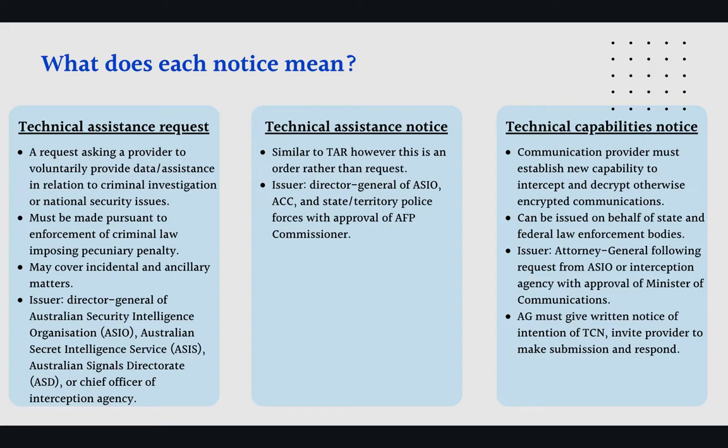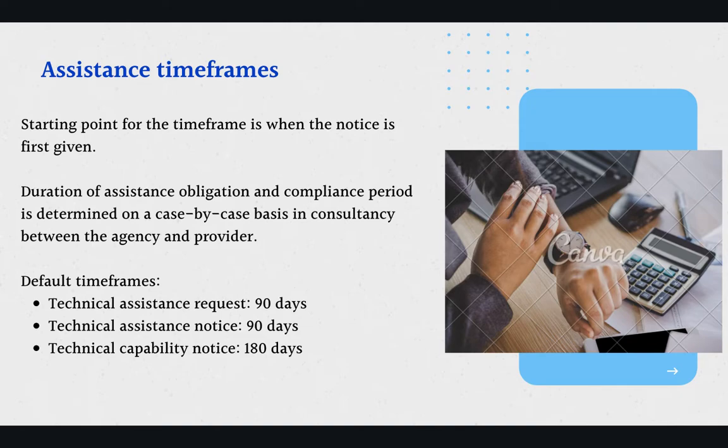Lastly, a technical capability notice is a compulsory notice for a designated communication provider to build a new interception capability to meet with a technical assistance notice. This can be issued by only the Attorney General after an ASIO request or interception agency with the approval of Ministers of Communication. When complying with a notice and request, it is critical to be aware of the timeframe which you must comply with.